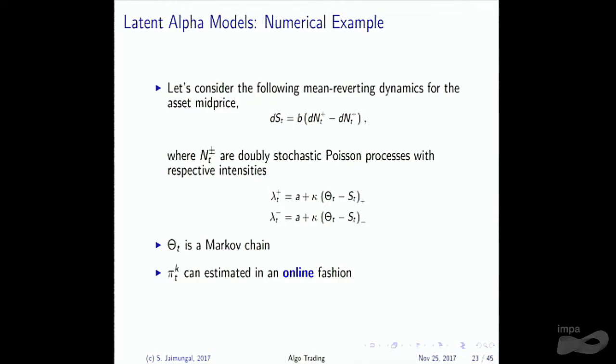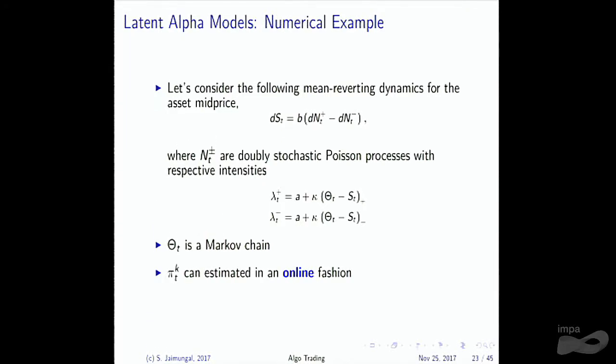What I wanted to show is a case of a pure jump process that mean reverts. So you can sort of think about how might you construct such a thing. Well, here's one way to do it. So n plus, n minus are counting processes. They jump. The lambda plus intensity of n plus is a plus kappa times theta minus s, the positive part of it, while the jump intensity for n minus is a plus kappa theta minus s, the negative part of it. So of course, the difference between these two things is exactly that.